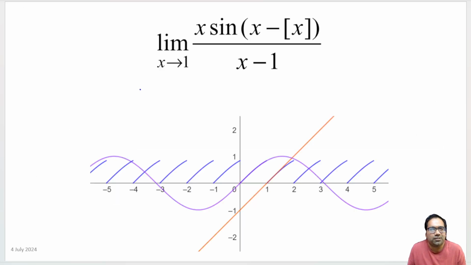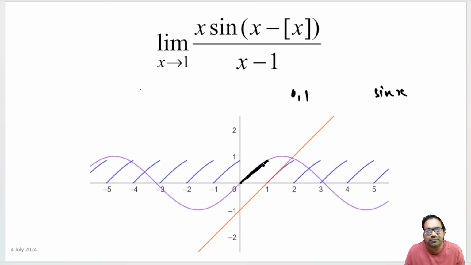Let us look at this graph also. x minus the absolute value of x gives straight lines, which will repeat after every 1 unit. Now the sine of x minus the absolute value of x: you can see this is our regular sine curve. When x is lying between 0 and 1, sine of x minus the absolute value of x is equal to sine of x, because this part will become 0. So that's why this graph coincides with sine x.